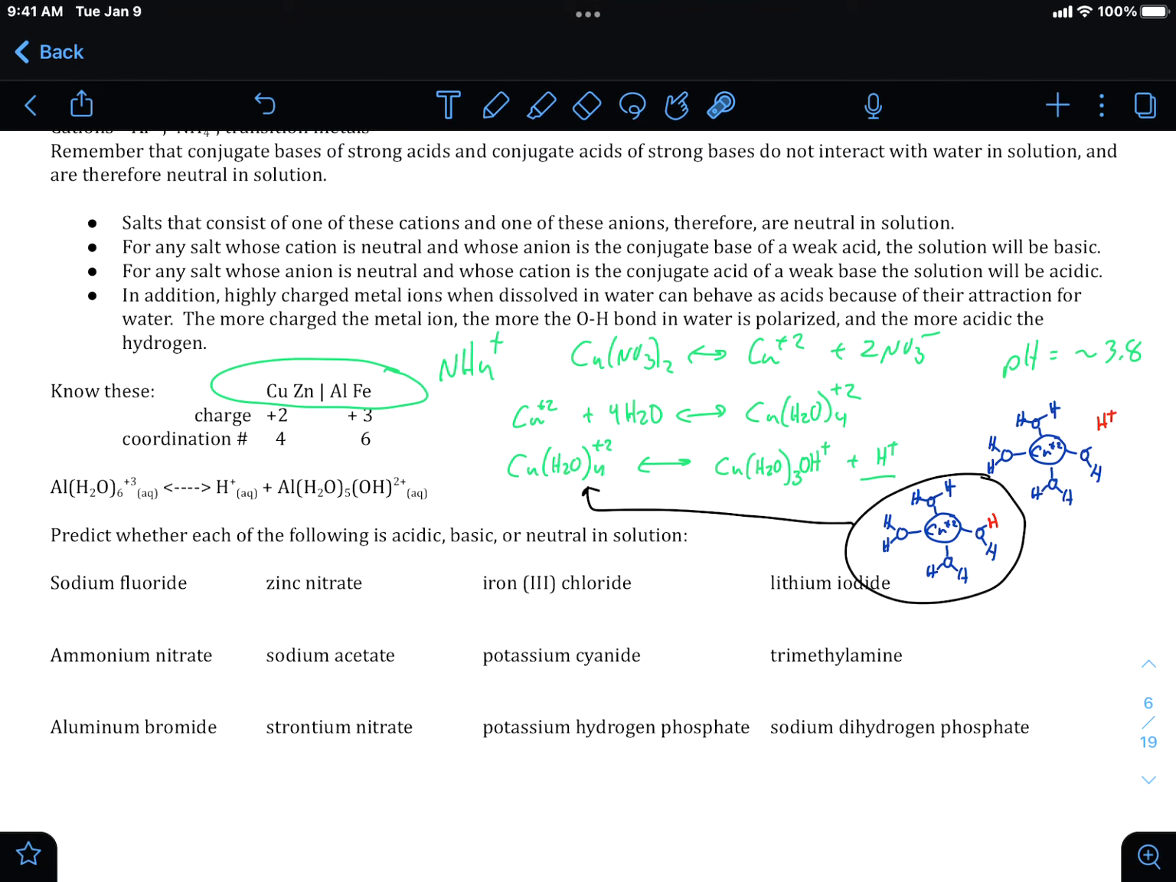They undergo the same process, okay? Copper and zinc react identically. If I said write this hydrolysis reaction for zinc, then you would just replace Zn in place of copper and everything else would be identical.